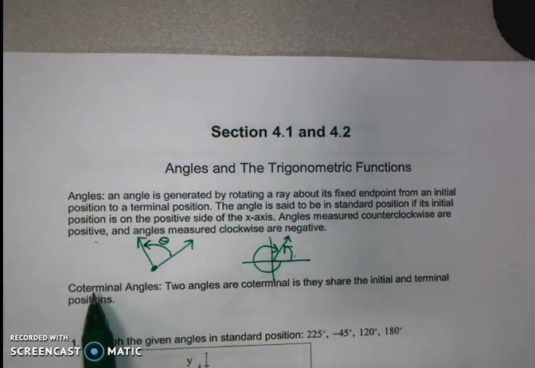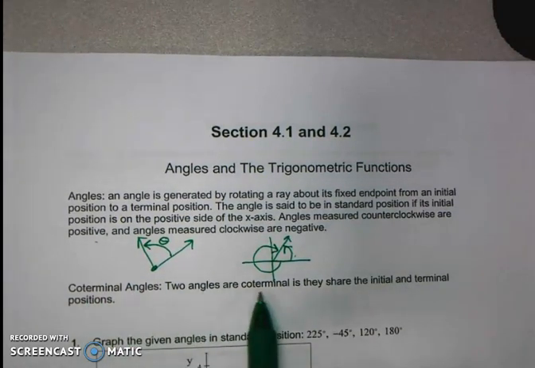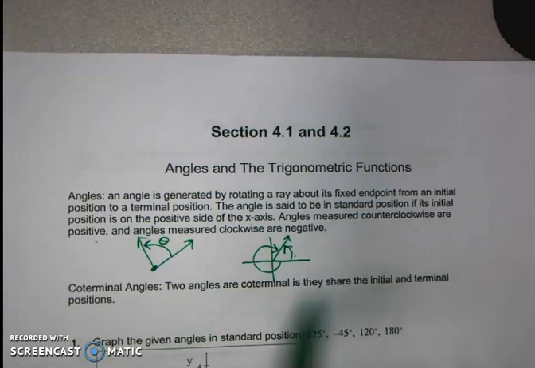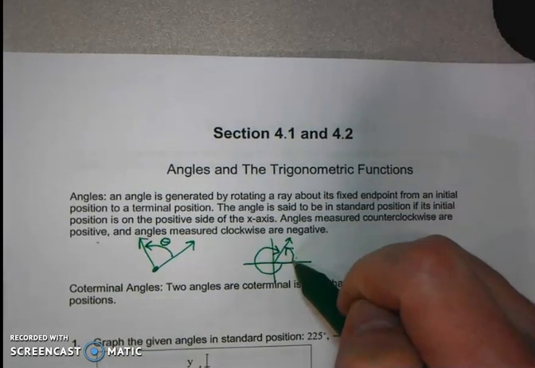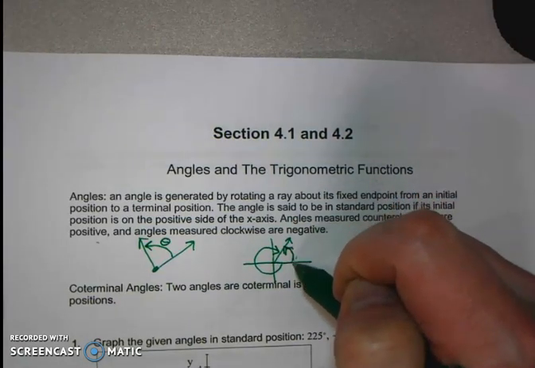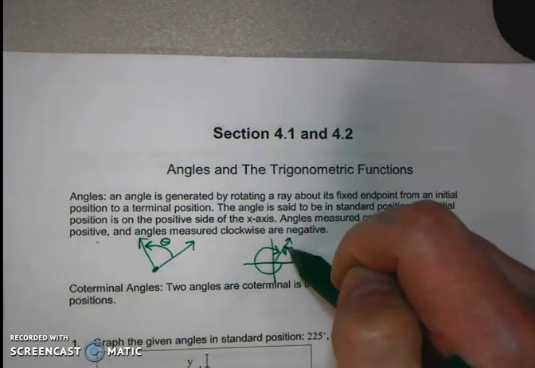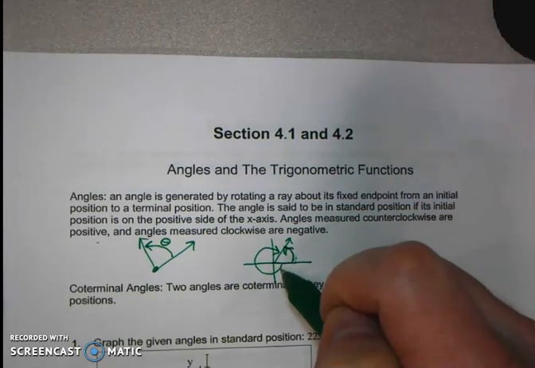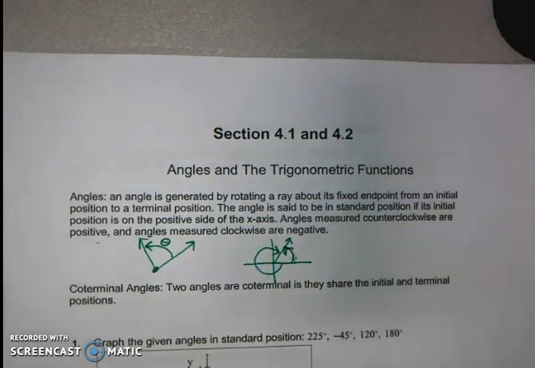And then coterminal angles. Two angles are coterminal if they share initial and terminal positions. So what I just drew here were coterminal angles. I could call this angle this positive amount of rotation, or I could call it this negative amount of rotation, and we consider those coterminal. And those will be important for us.